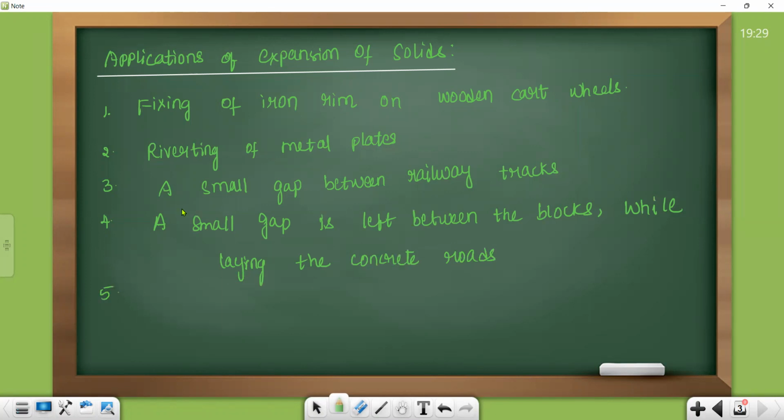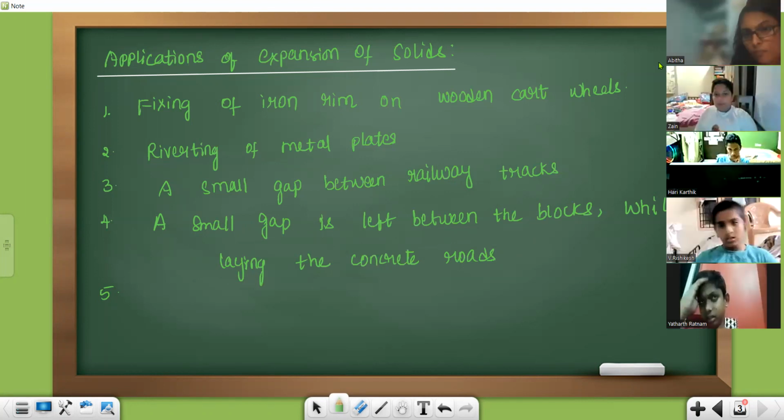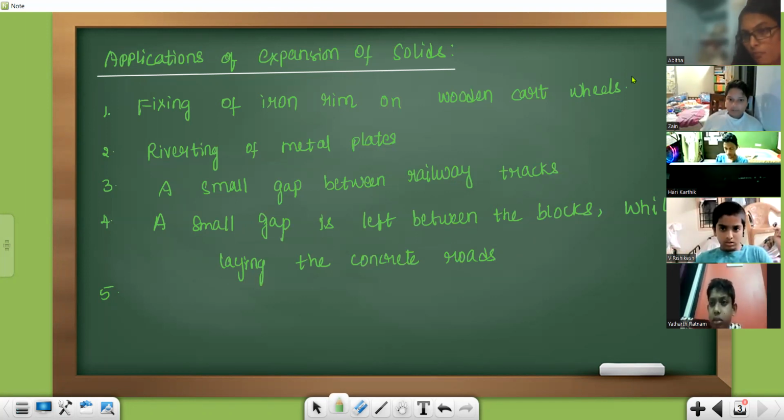Okay. Next, without that gap, ma'am, the whole bridge in summer will collapse, no matter how many pillars you keep below it. Ma'am, I told that, if that gap is not there, the bridge will automatically collapse, not caring how many pillars you added.